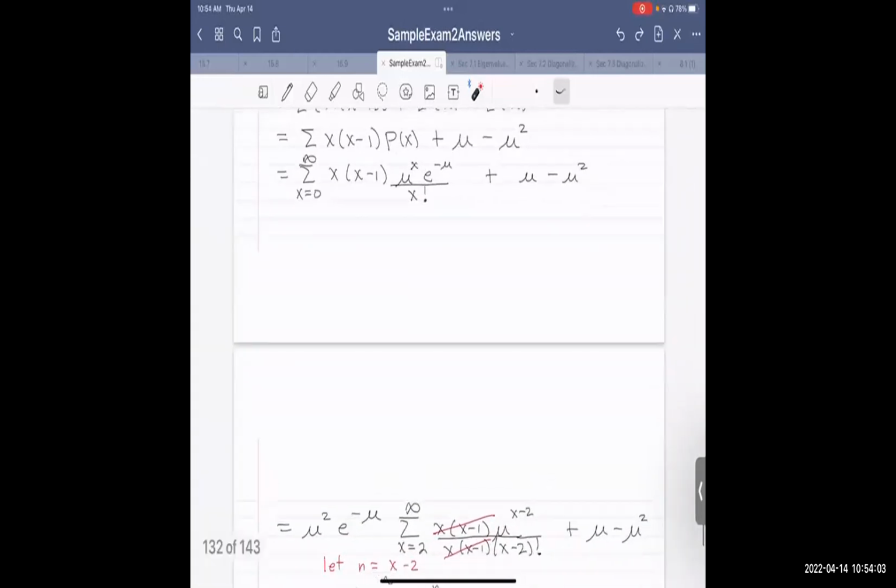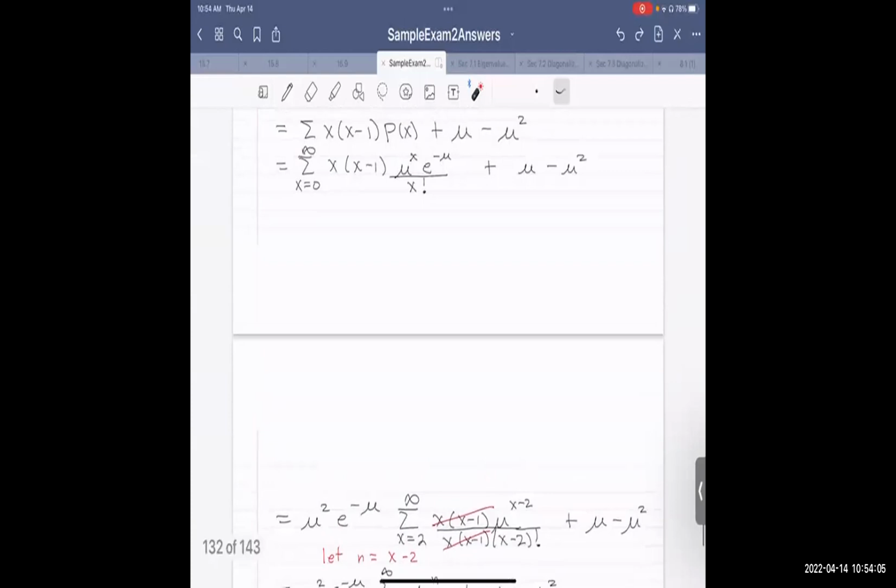Now, I can bring e to the minus mu out in front of the summation, and I can bring mu squared out in front of the summation. By the properties of summation, I can bring constants outside of summation. If I do that, then this is gone, and I'm subtracting two, I'm taking 2 of the mu's away, so this is mu to the power x minus 2.